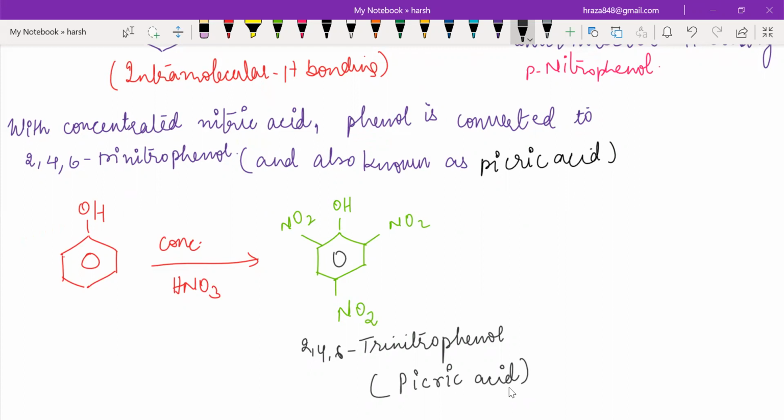Please write it. Then we are going to do halogenation, and after that there will be some name reaction which is very important. Then we will start ethers.